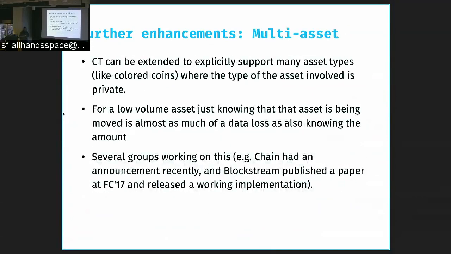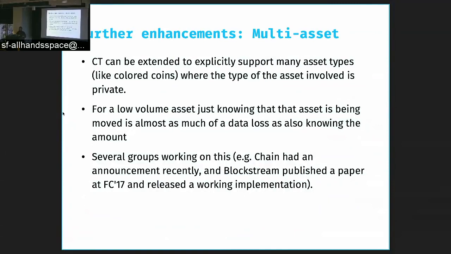Another enhancement that I've been working on is multi-asset. So CT, as we've been describing it, works with like a single asset, right? A cryptocurrency, Bitcoin, or whatever, right? But it's possible to extend CT so that you can have many different asset types which are kept separately. So you can think of like color coins. And in doing so, you basically provide privacy for what kinds of assets are being traded. And for a low volume asset, just knowing that it's being traded at all is the really important thing that you need to keep private.